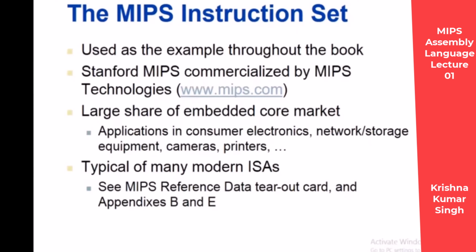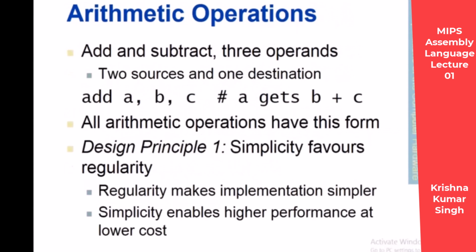MIPS was commercialized by Stanford, and it is used in a lot of applications like consumer electronics, network storage equipment, cameras, and printers. Let's see the first instructions of MIPS: arithmetic operations, for example, add and subtract. They have 3 operands. For example, you want to add 2 numbers B and C and store the result in variable A. So in a high-level language you will write A equals B plus C.